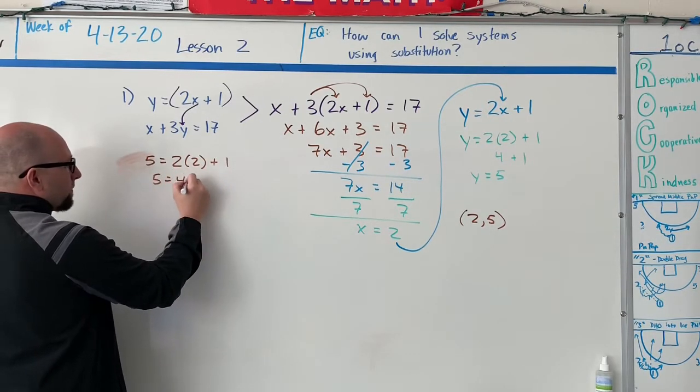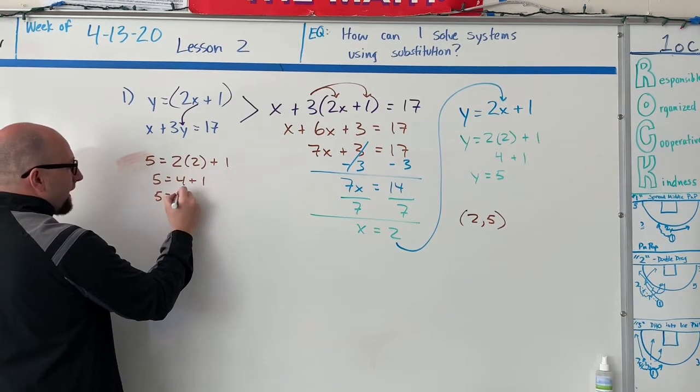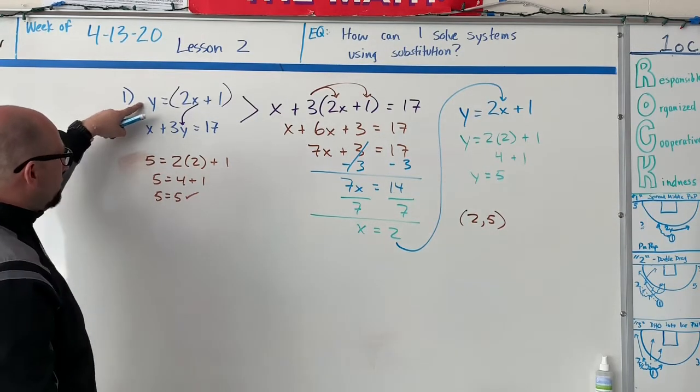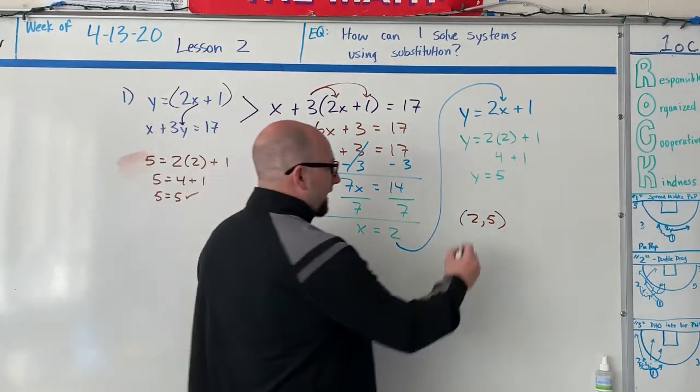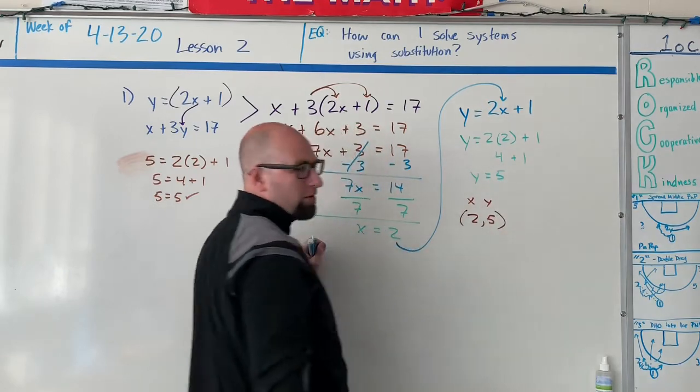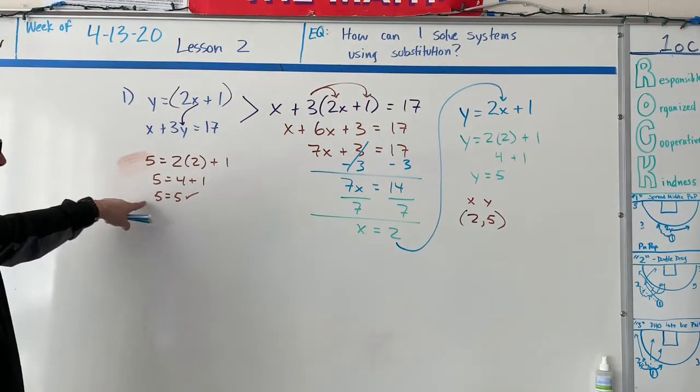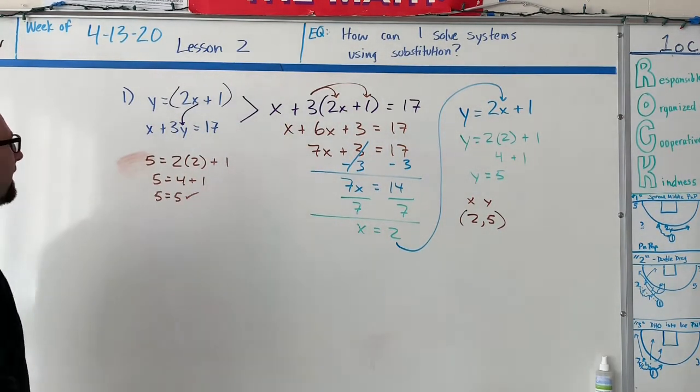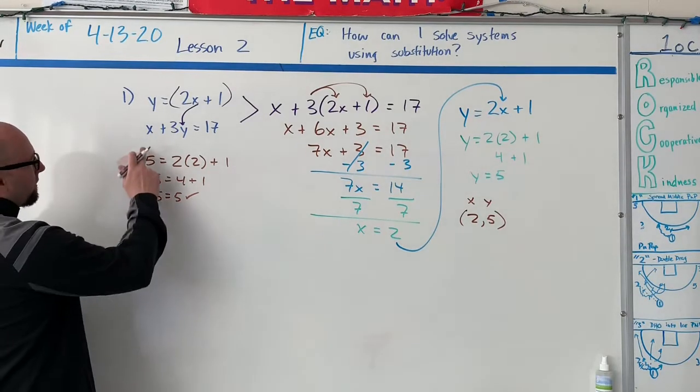5 equals 4 plus 1, 5 equals 5. That's right, so we took the first equation, we plugged our x, y coordinate point into that equation, and we made sure that it was correct. That certified that it's correct. Now we're going to do the same thing here.